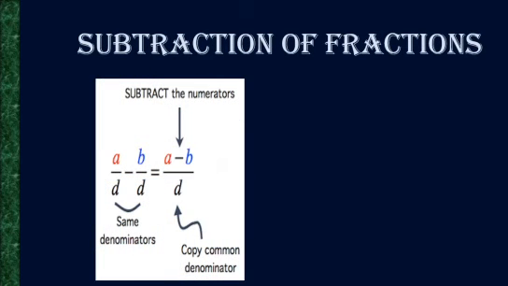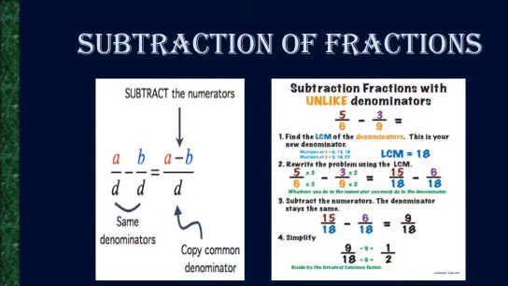Subtraction of fractions. When denominators are the same, we simply subtract the numerators and we get the answer. Subtraction of fractions with unlike denominators. In the first step, we have to find the LCM. In the second step, we have to make the denominators equal. In the third step, we have to subtract the numerators. And in the fourth step, after simplification, we get the answer.